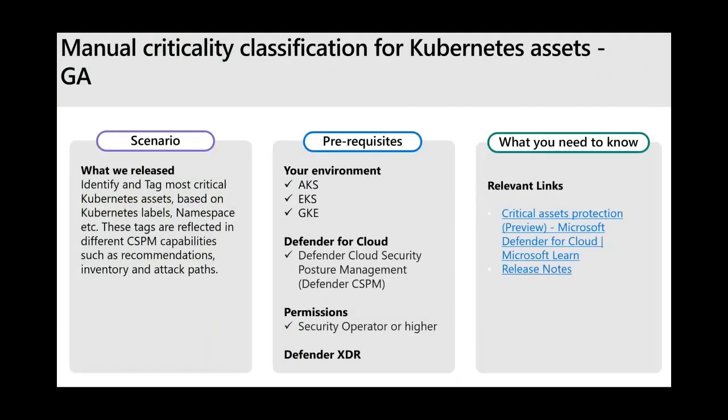So first off, we announced general availability of the manual criticality classifications for Kubernetes assets. So this would allow you to create a critical asset rule for not only different Kubernetes assets like the cluster or the pod, but also based on different labels or namespaces that can exist on the cluster. And these tags will be reflected in different CSPM capabilities, such as the recommendations, inventory, and attack paths.